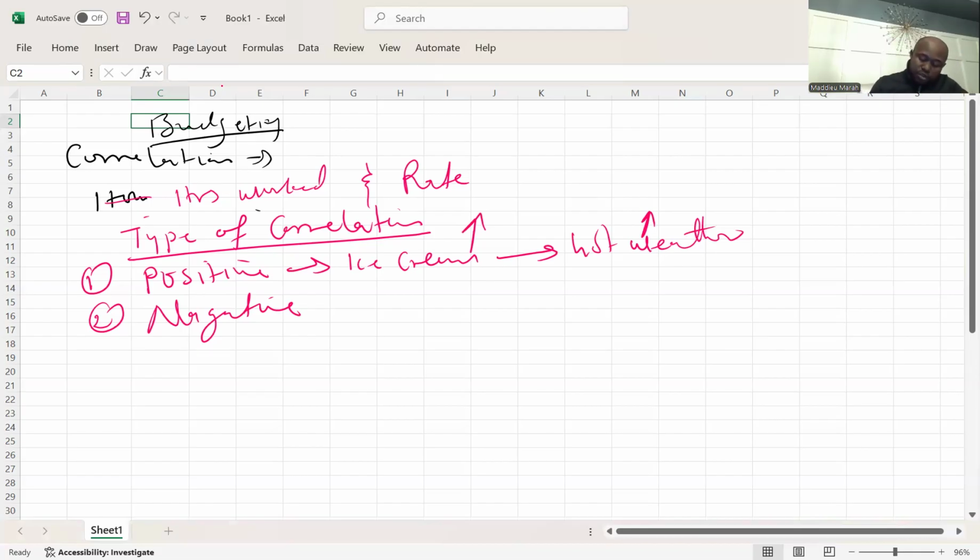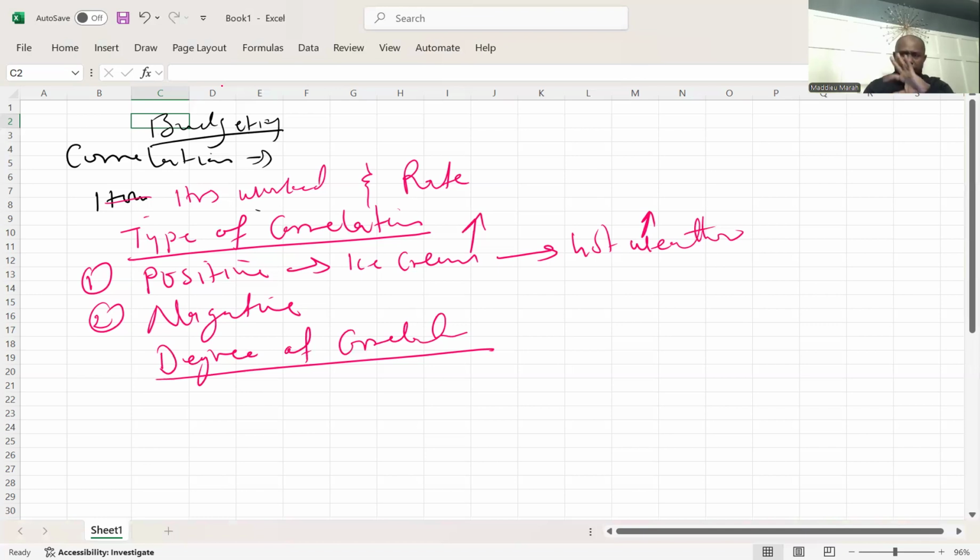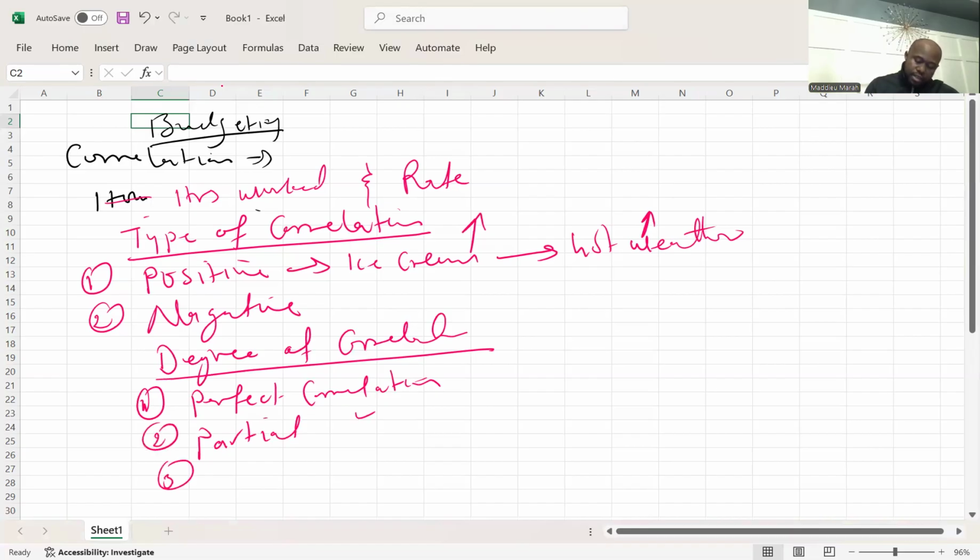Now, I haven't done the degree of correlation. What's the degree of correlation? We have three degrees of correlation. One, we have perfect correlation. Two, we have partial correlation. And three, no correlation.